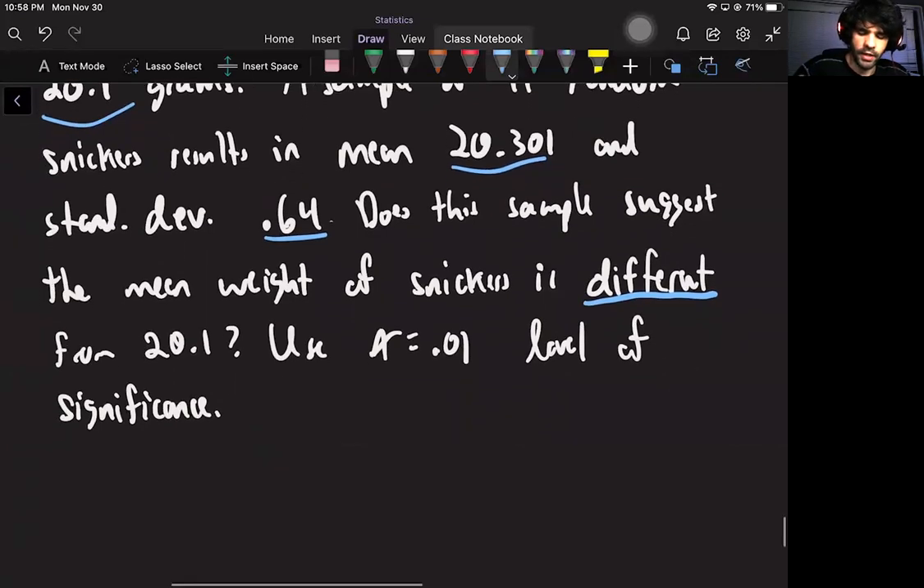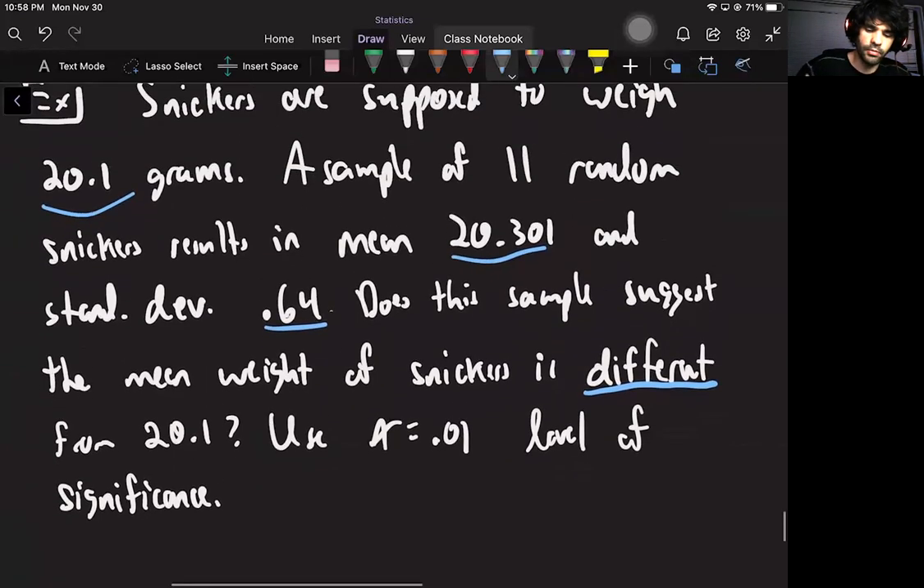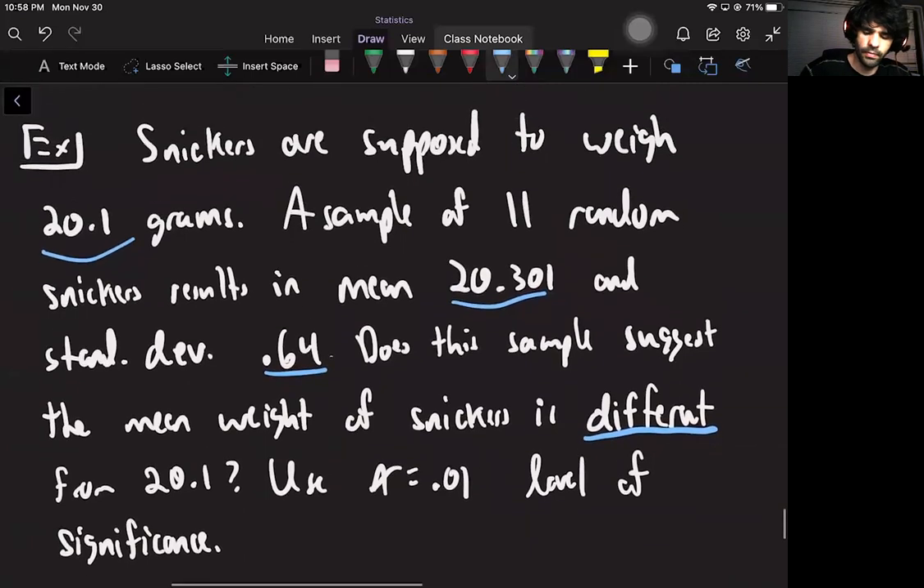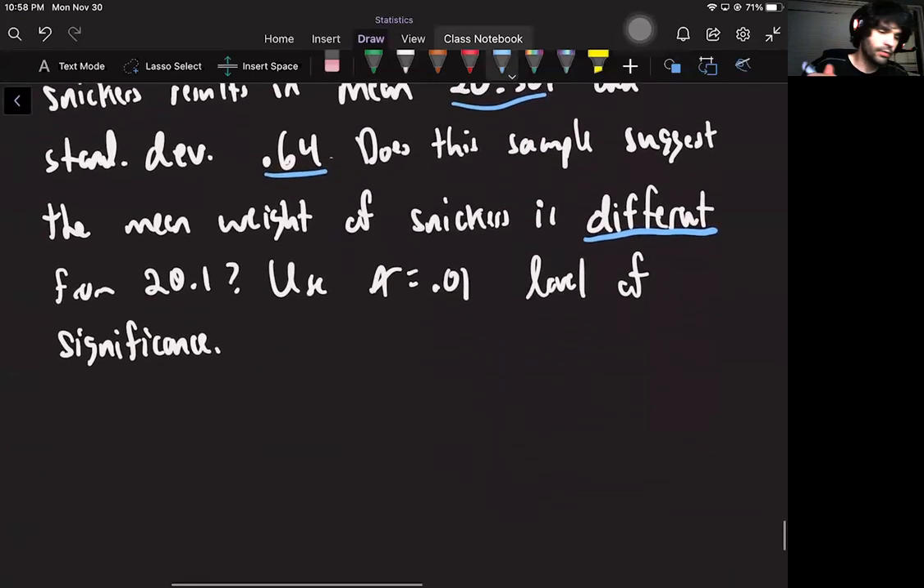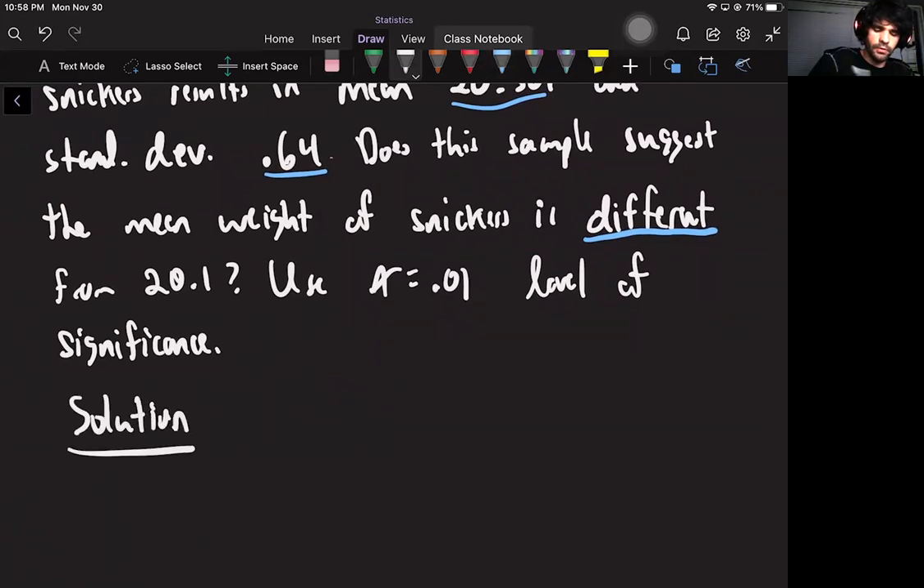Okay, and then we have finally a different level of significance. We usually use 0.05, but this one's a little bit different. Okay, so we're just going to follow the same steps, but now we're getting a little better at it, so we can go a bit faster.